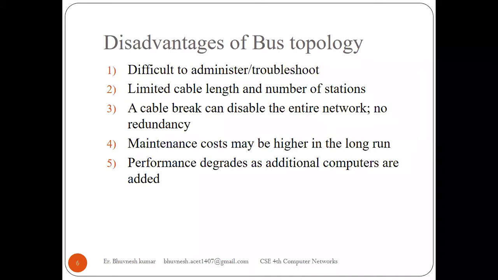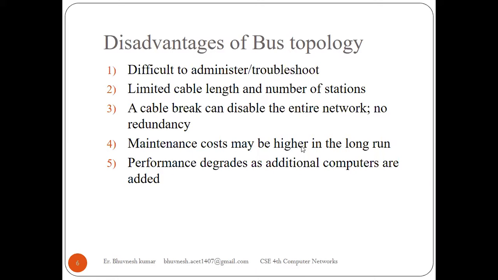Further disadvantages in bus topology: it is difficult to administrate and troubleshoot. Limited cable length and number of stations. A cable break can disable the entire network. If your main cable, that is the backbone, breaks, your entire network is broken.